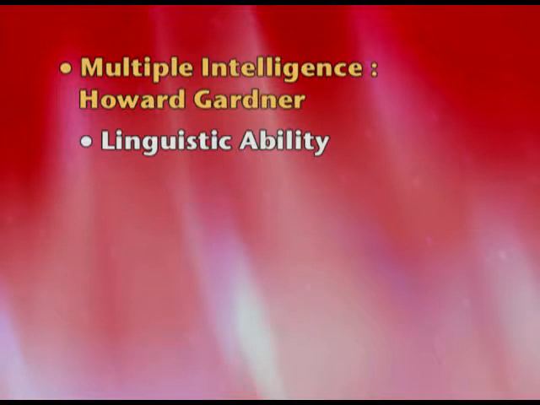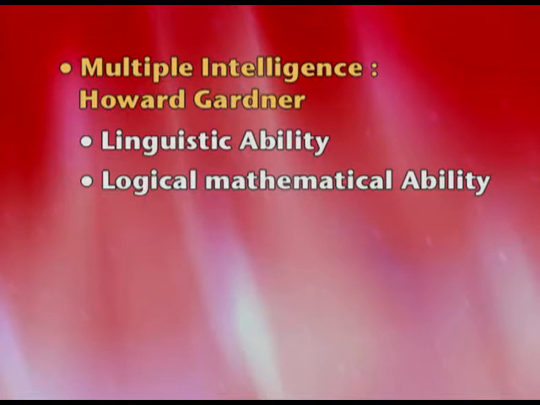Let's look at the components. Linguistic ability, language based, communication based. So obviously poets, writers, public speakers, debaters will definitely have very good linguistic ability. Logico-mathematical ability, dealing with maths, dealing with numbers, dealing with logic, dealing with scientific ability. So obviously we talk about Nobel Prize winners, mathematicians, scientists.